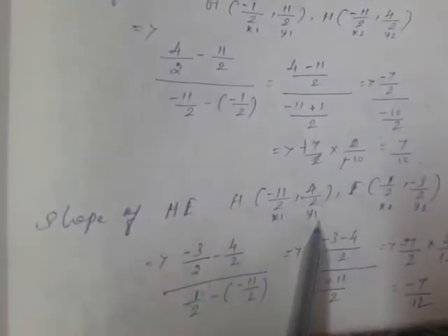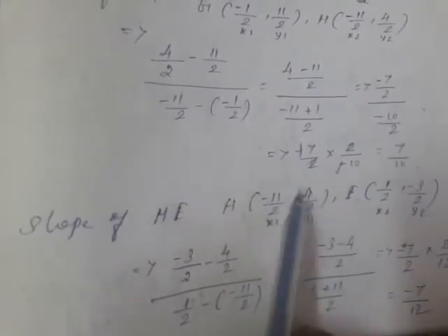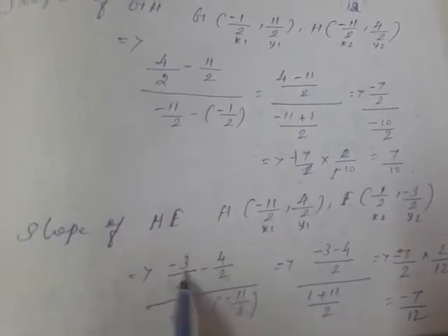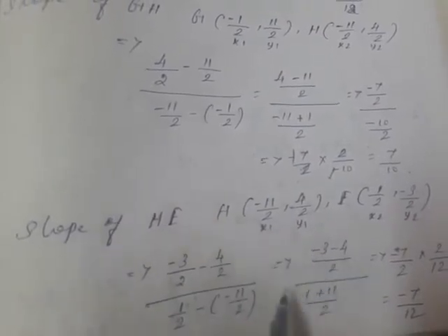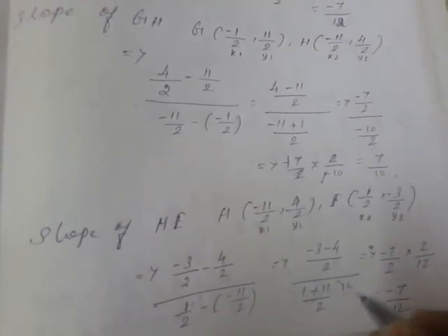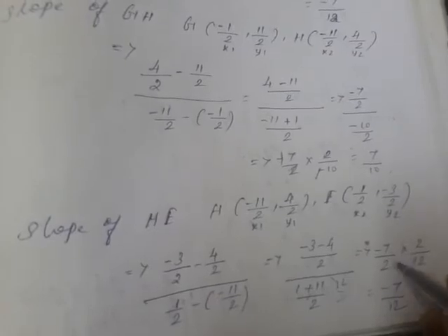Finally slope of HE. So slope of HE, H value, E value, the same thing, x1, y1, x2, y2. y2 minus y1, minus 3 by 2 minus 4 by 2, by 1 by 2 minus of minus 11 by 2. So minus 3 minus 4 by 2, by minus into minus plus, 1 plus 11 by 2. These two you have to add because both are negative. Minus 7 by 2. This one was 12 by 2. This one you have to move up, 2 by 12. 2 cancel. What is the remaining? Minus 7 by 2.